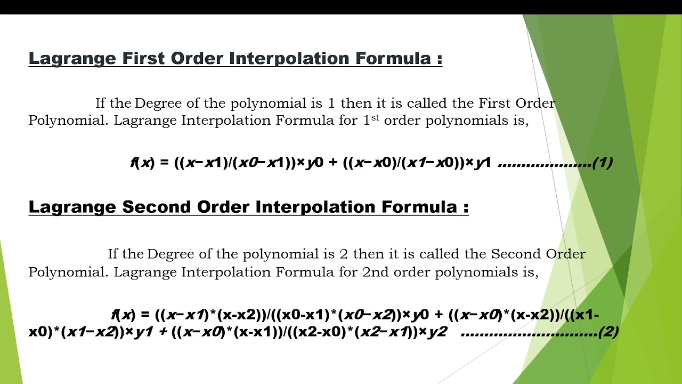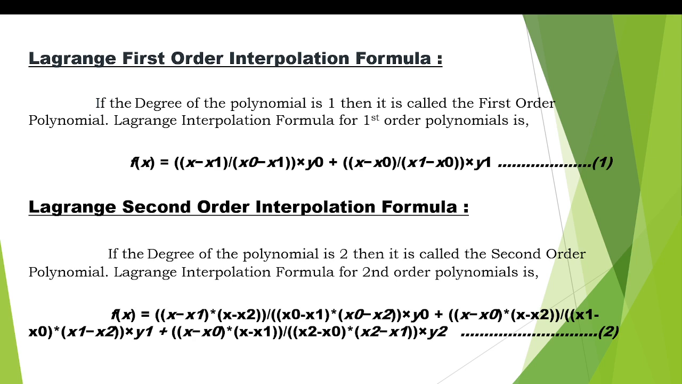Okay. Next, I have written the Lagrange first order interpolation formula. If the degree of the polynomial is 1, then it is called first order polynomial. Lagrange interpolation formula for first order polynomial is f of x is equal to x minus x1 divided by x naught minus x1 into y naught plus x minus x naught divided by x1 minus x naught into y1.